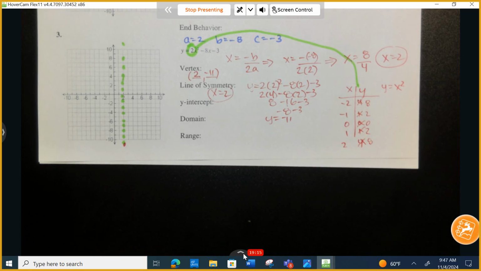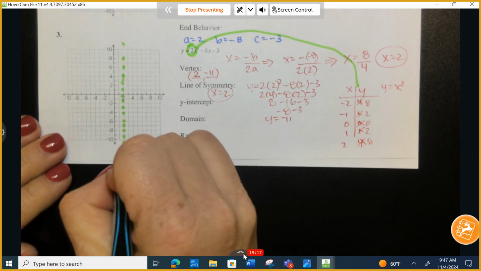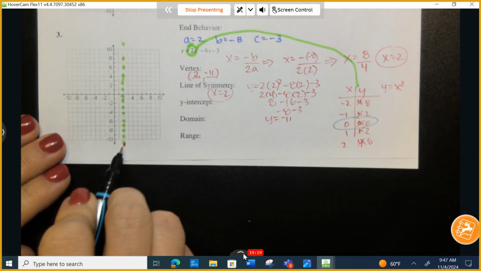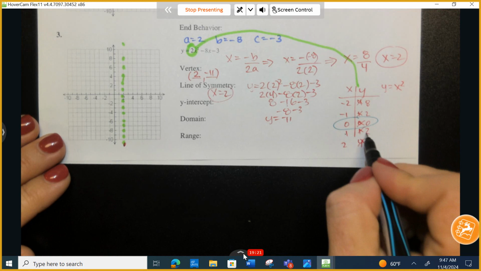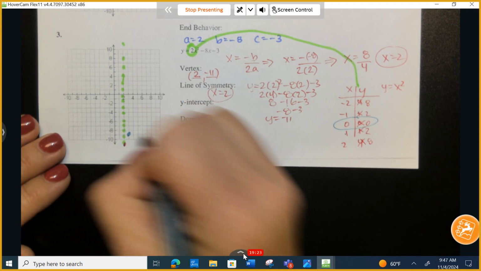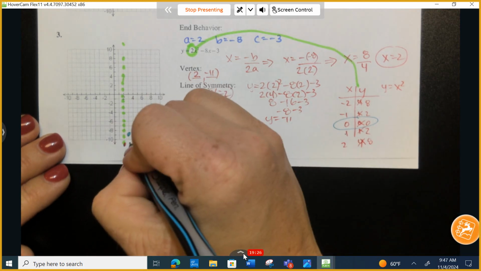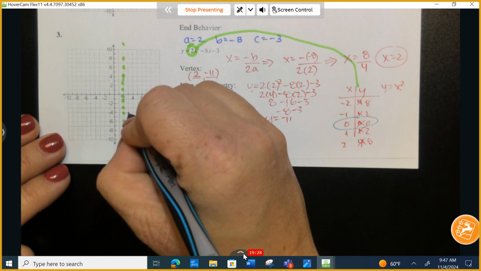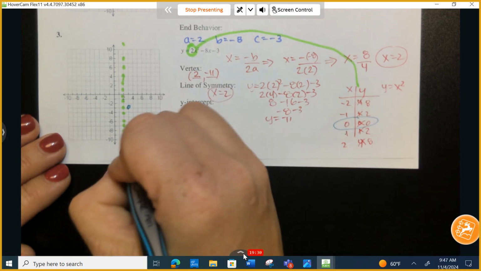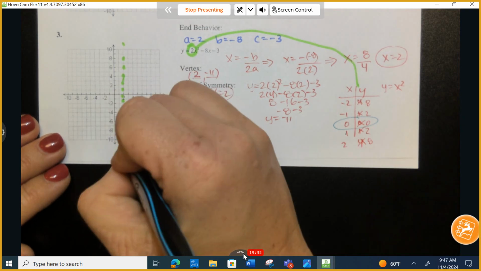And now I go back to this point. This point, known as my bullseye, is always 0, 0. I'm going to go 1 to the right and 2 up. 1 to the right and 2 up. 2 to the right and 8 up. 1, 2, 3, 4, 5, 6, 7, 8. 1 to the left and 2 up. 2 to the left and 8 up.